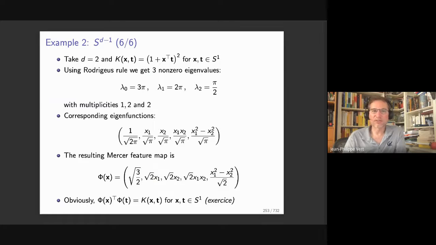So you can replace phi by phi of t equals (1 plus t) squared to obtain that. And then you will get three non-zero eigenvalues with different multiplicities, and the corresponding eigenfunctions. These are the harmonics in this case. They are just five different harmonics that play a role here.